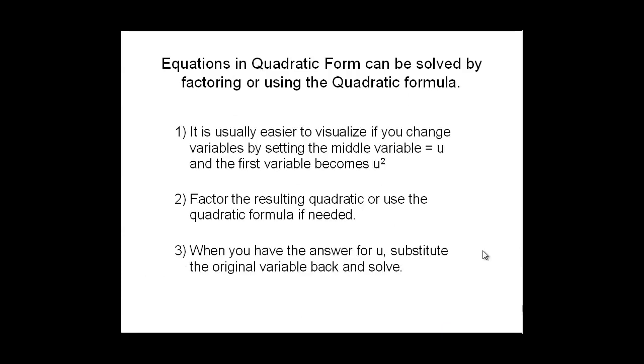Okay, equations in quadratic form can be solved by substitution. Instead of having 4th degrees and 6th degrees, we'll substitute whatever's in the middle. We'll call that u. Then the first variable will turn into u squared. We'll then factor because it'll be something we've recognized. It's a quadratic then. And then we substitute back.